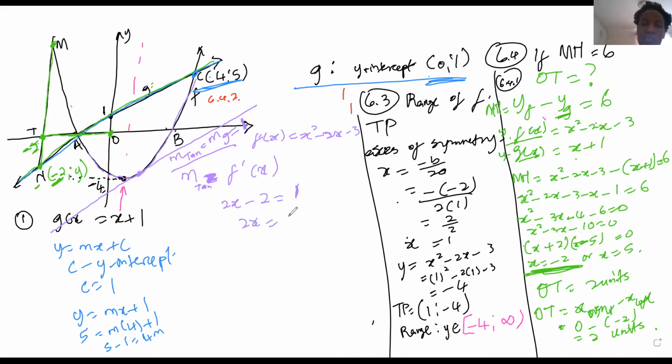Then we solve for x. 1 plus 2, that means x is 3 over 2. x is 3 over 2. What was the question? Determine the equation of this line. So if x is that, then let's get the y.